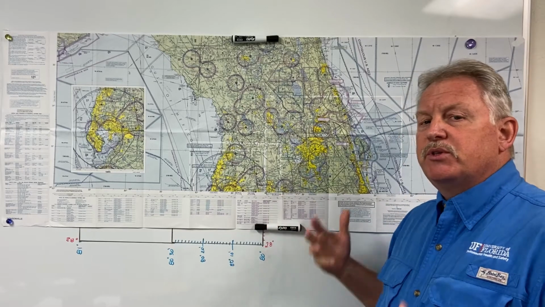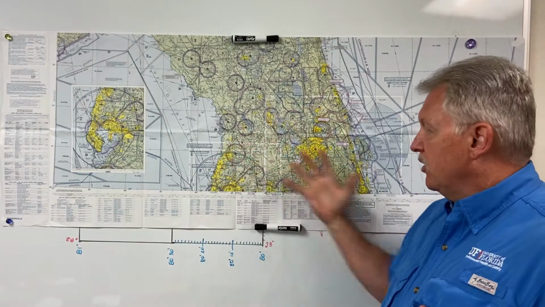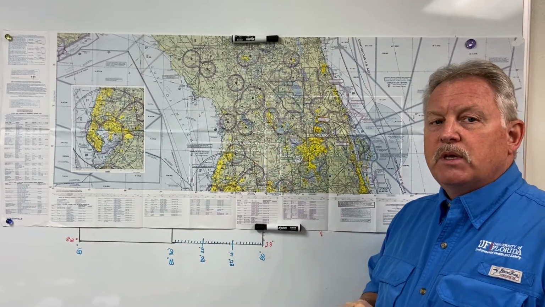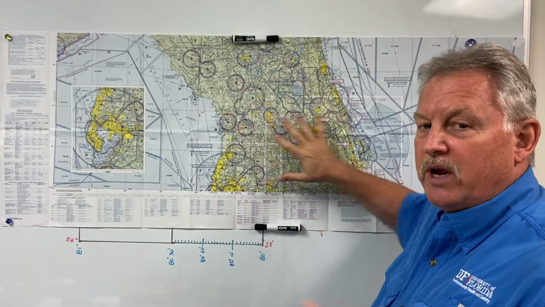So this is also going to, as we move along, get us into reading charts in general and what the airspace is that's depicted on some of these charts. So it's busy. Don't get confused. We'll get into it and we'll break it down for you.